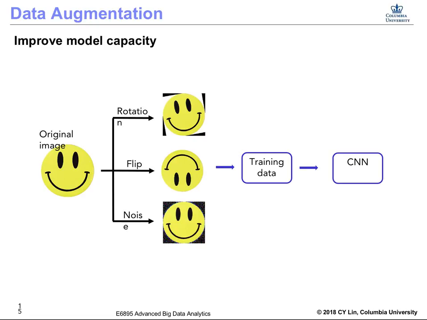We basically rotate the original image by a small angle, flip it up and down, right and left, and add some small scale noise to the image, and add these images to our training set. As we know, facial expression is flip invariant. The facial expression has nothing to do with the perspective from which we view the image.